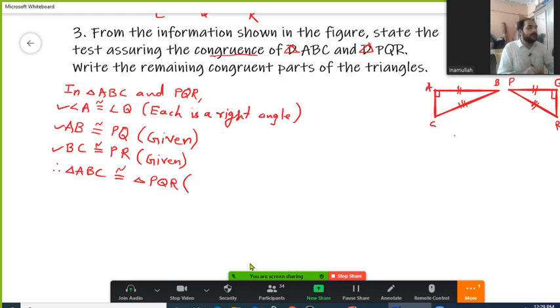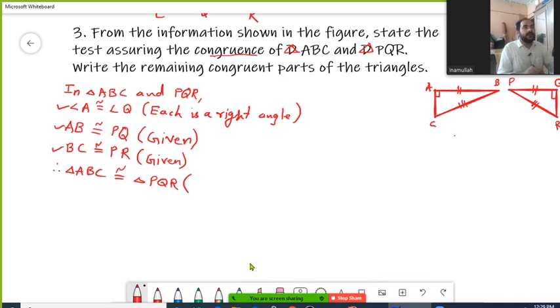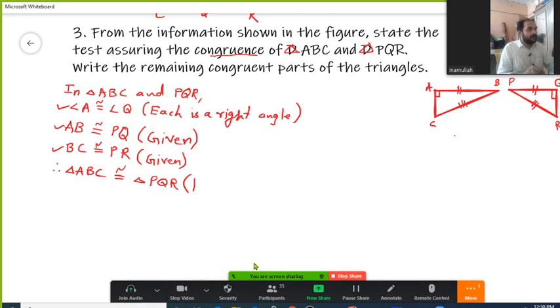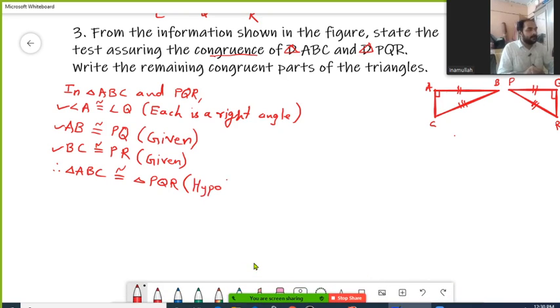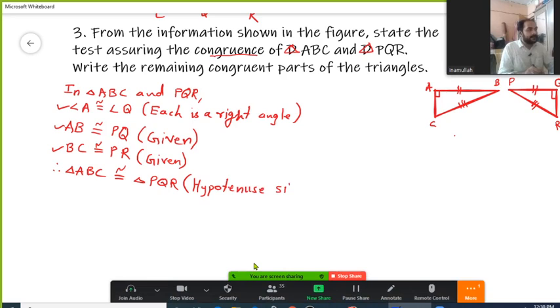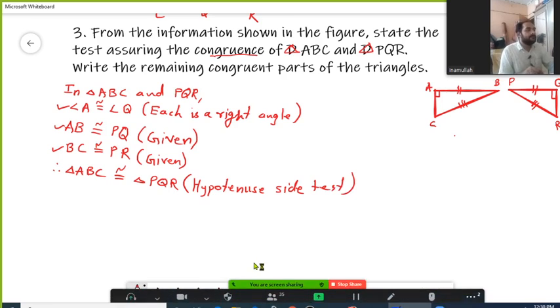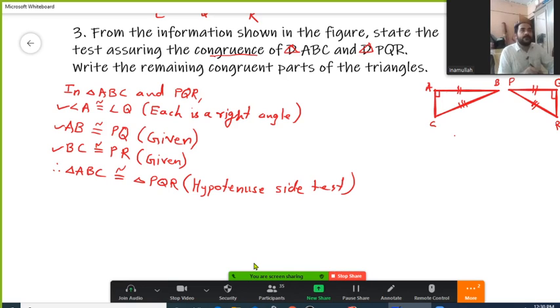We need to write the test of congruency. So since it is a right angle triangle where corresponding hypotenuses are congruent and corresponding one of the perpendicular sides are congruent, here you will mention hypotenuse side test. So here I'll write hypotenuse side test. So now it is proved that the given triangles are congruent.